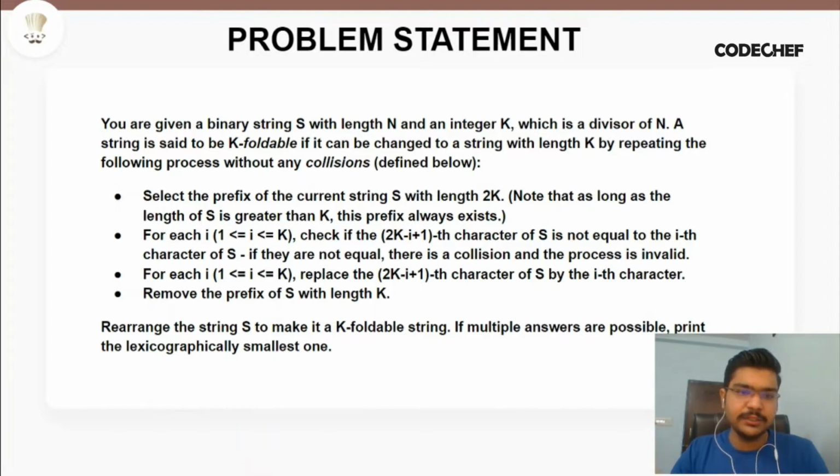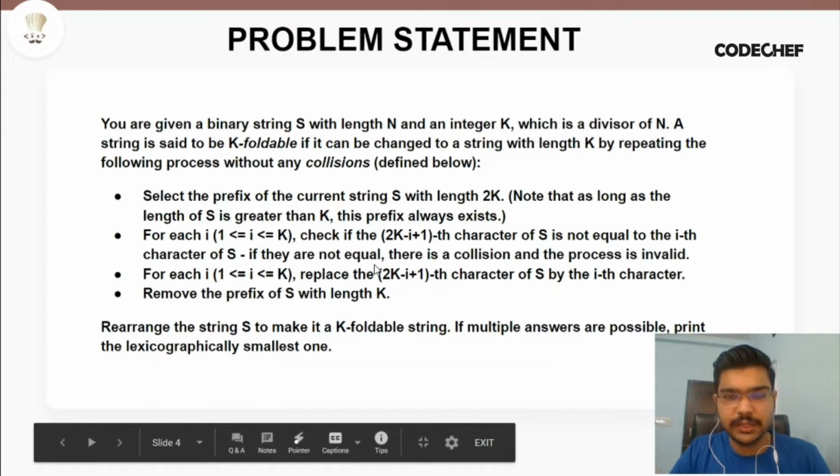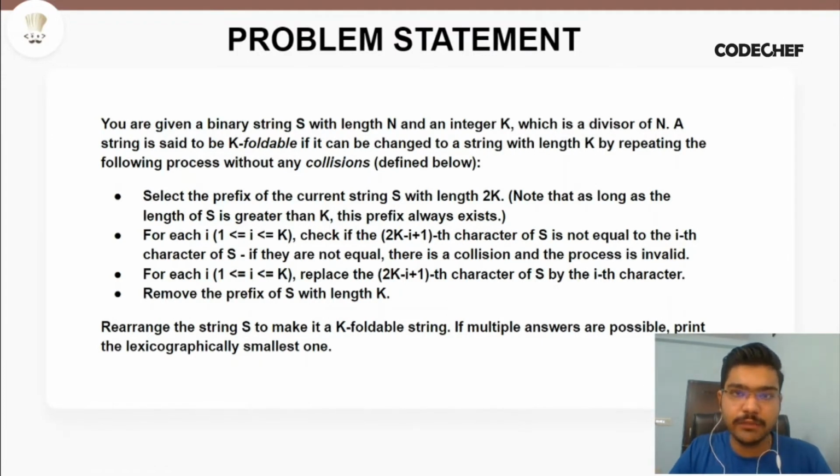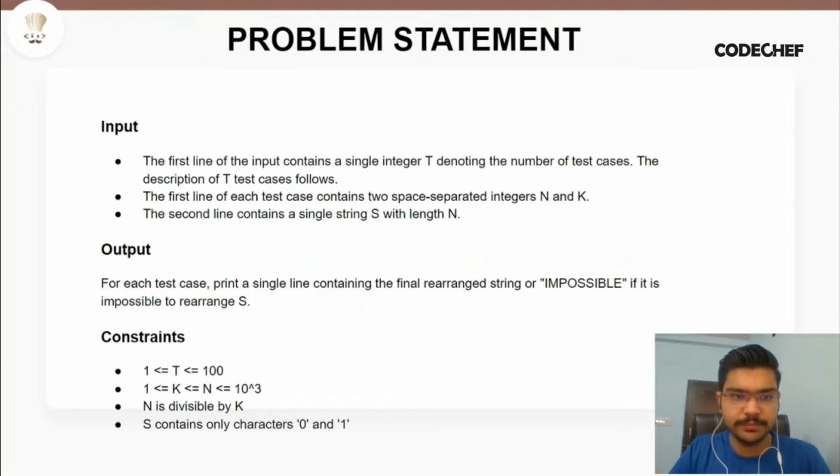Alright. So what we need to do, we have been provided with a string, and to make it k-foldable, we need to rearrange the string such that this process happens, and at last we are left with a string of length k. So until we are done with the string of length k, we'll continue with the process. And if there are multiple answers, then we need to print the lexicographically smallest one. All right, so we need to print the lexicographically smallest one if there are multiple answers possible, right?